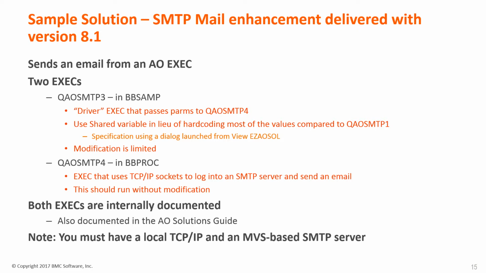Now, one difference here is the SMTP server no longer needs to be specified in the exec. We specify it in a variable, in a profile variable actually, that you define in the panels of AutoOperator. And the QAO SMTP4 isn't one that you modify. That actually does the TCP/IP socket calls. Now these are both documented internally, so if you review the execs, you'll see how to modify them to meet your needs.